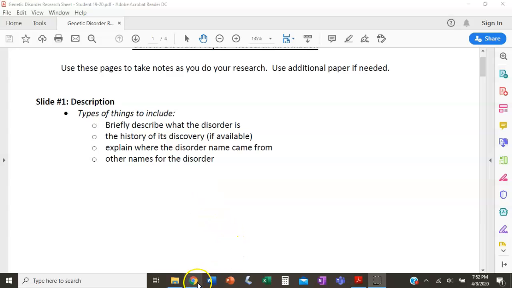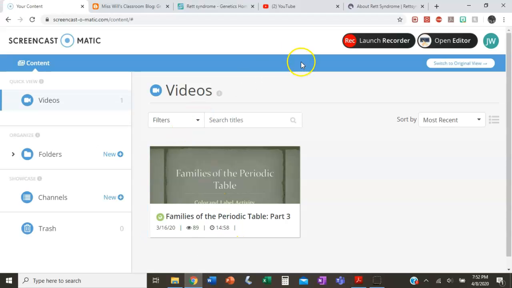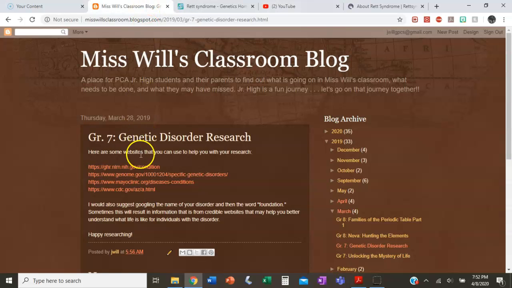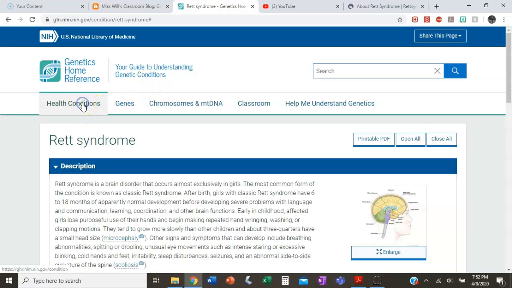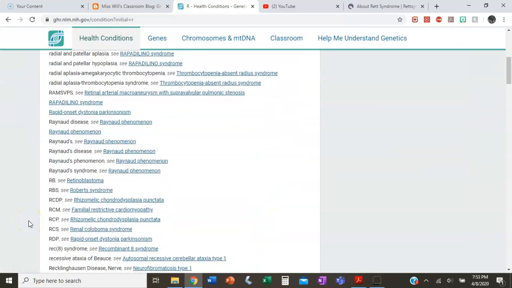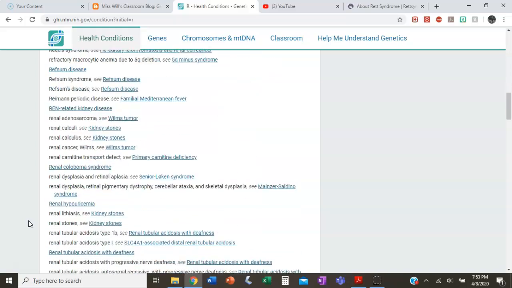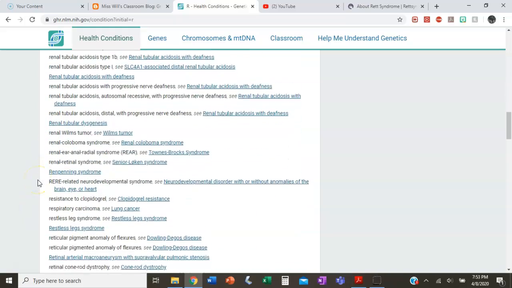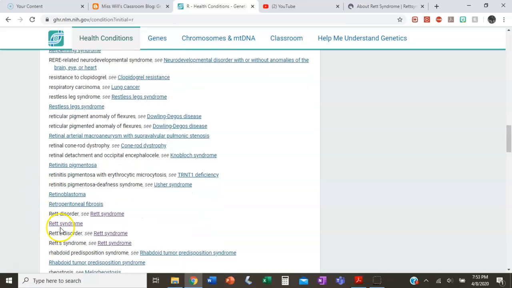So we're going to go to my blog, and if you were to click on the first website, you would come to a page that looks like this. I'm going to use Rett syndrome again for my example. So I would go to the letter R and I would scroll down. I'm looking for R-E-T-T, so I've got to get to R-E's. Scroll down, I'm at R-E, now I've got to get to R-E-T. Scroll down a little bit further, here we go.